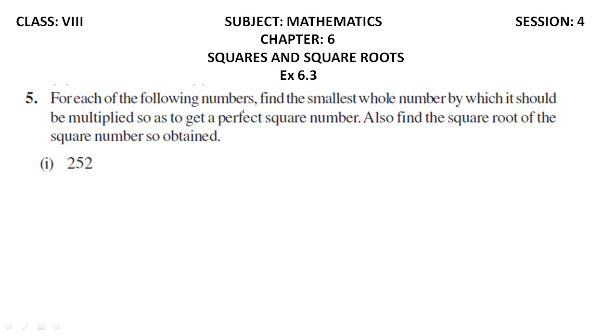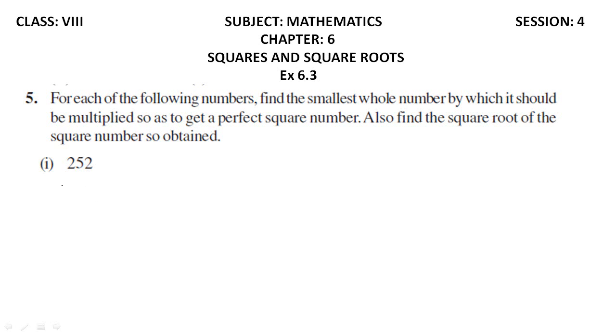For each of the following numbers, find the smallest whole number by which it should be multiplied so as to get a perfect square number, and also find the square root of the number so obtained. So now what they are asking is to find the smallest number by which the given number must be multiplied to make it a perfect square. We know that 252 is not a perfect square. So we have to make it a perfect square number by multiplying it with a smaller number. And then we have to find out its square root.